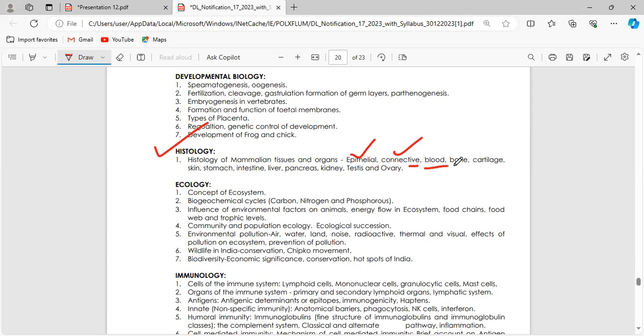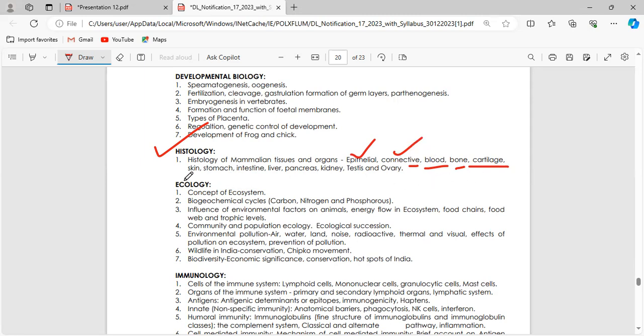Connective tissue, blood comes under which type of connective tissue. There are two different types of connective tissue, dense connective tissue and loose connective tissue. Blood comes under which type of connective tissue, everything will be discussed there. Bone, and what is the difference between bone and cartilage? What is the difference between tendons and ligaments?